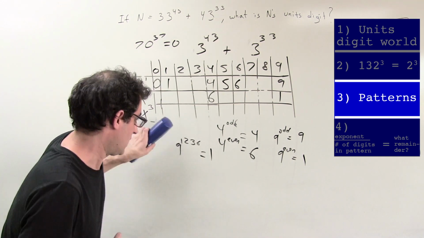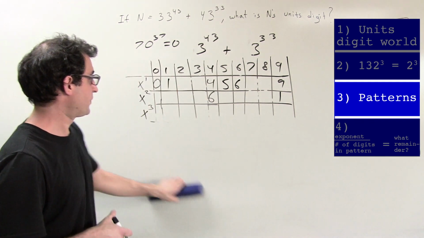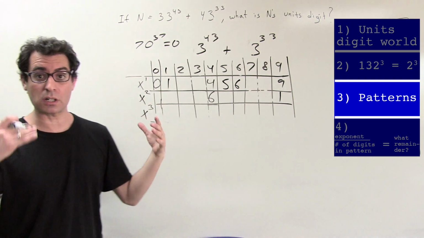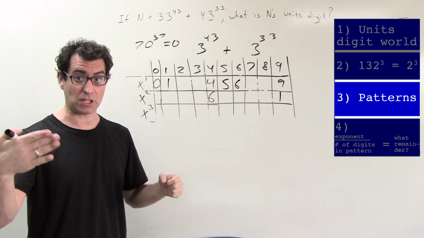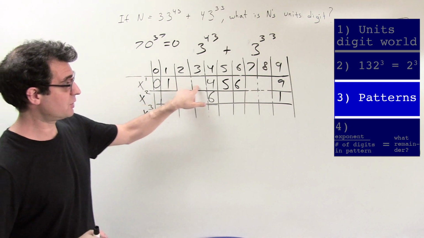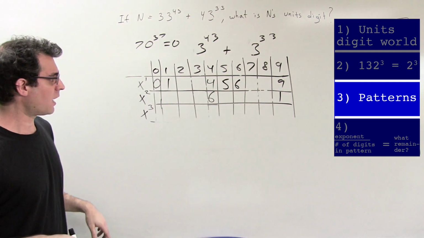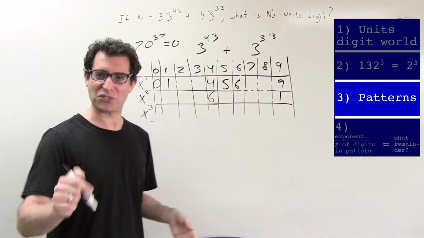Okay. Now, that's for the 2-digit patterns. There are 4 numbers that have 4-digit patterns, and that's what's left: 2, 3, 7, and 8. We're going to do 2, 7, and 8. You're going to do 3 on your own.